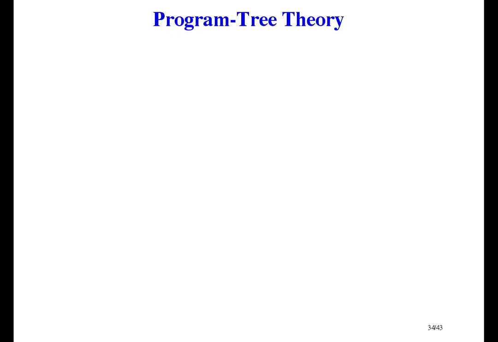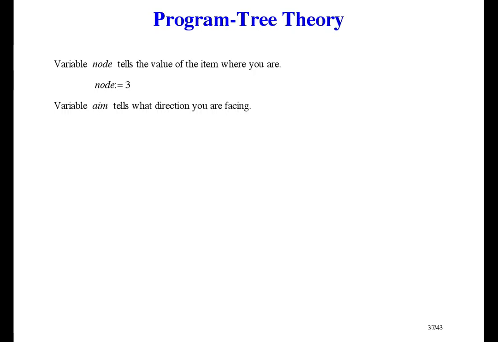Imagine that you are located somewhere in the tree. Variable node tells you the value of the node where you are. And you can change that value with an assignment to node. Variable aim tells what direction you are facing. And you can change that direction with an assignment to aim. Up means towards the parent node, left means towards the left child node, and right means towards the right child node.